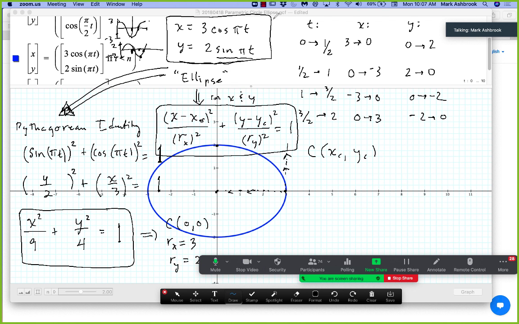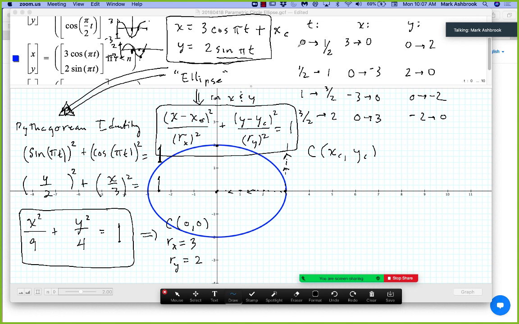And if it was shifted away, then your x-coordinate would be plus xc, and your y-coordinate would be plus yc, and that would shift it away. All your x-coordinates would be shifted away from the origin by the x-coordinate of your center, and all your y-coordinates would be shifted by the y-coordinate of the center. But we had plus 0 and plus 0 for ours. Thank you. You're welcome. Other questions?